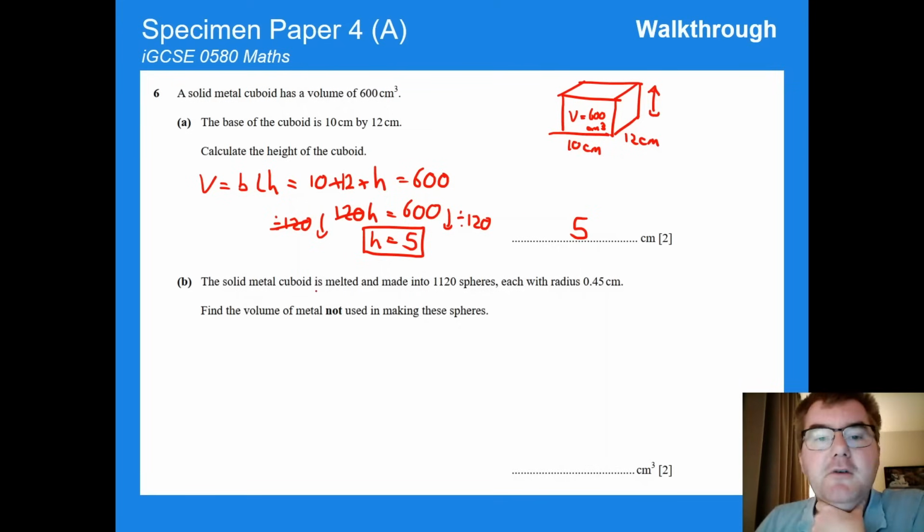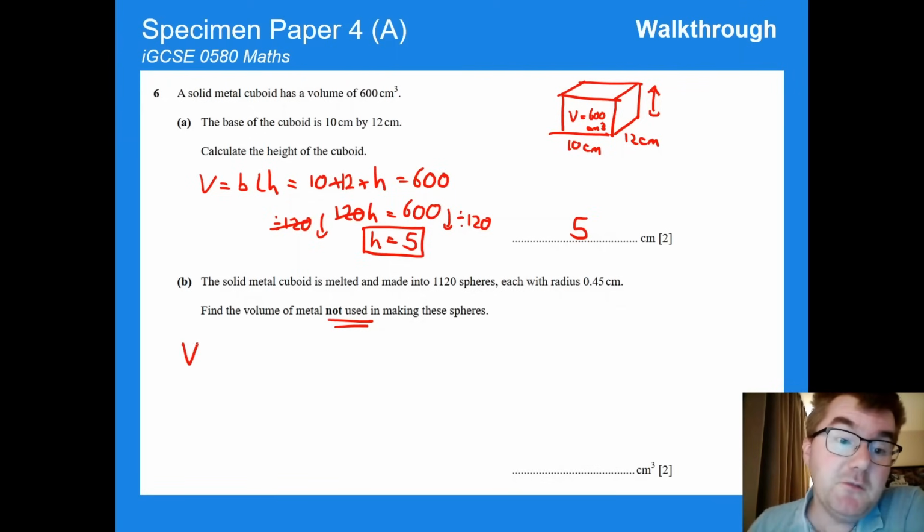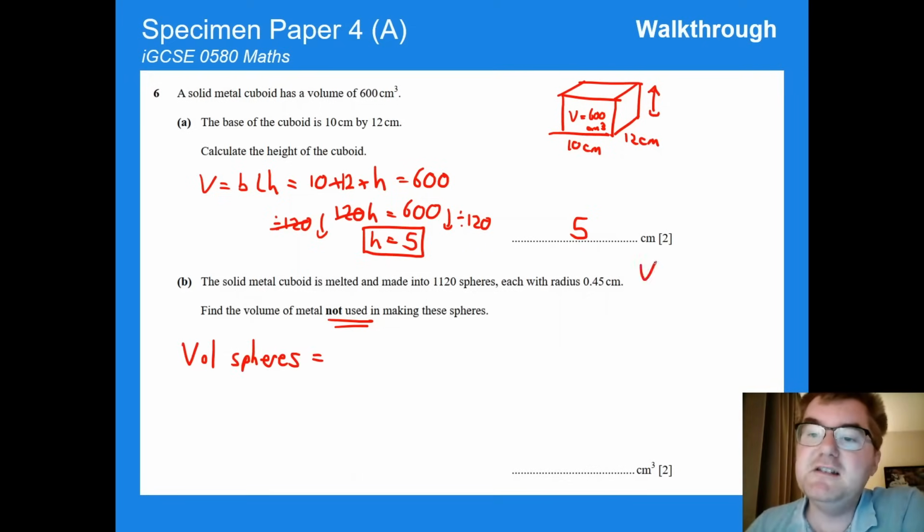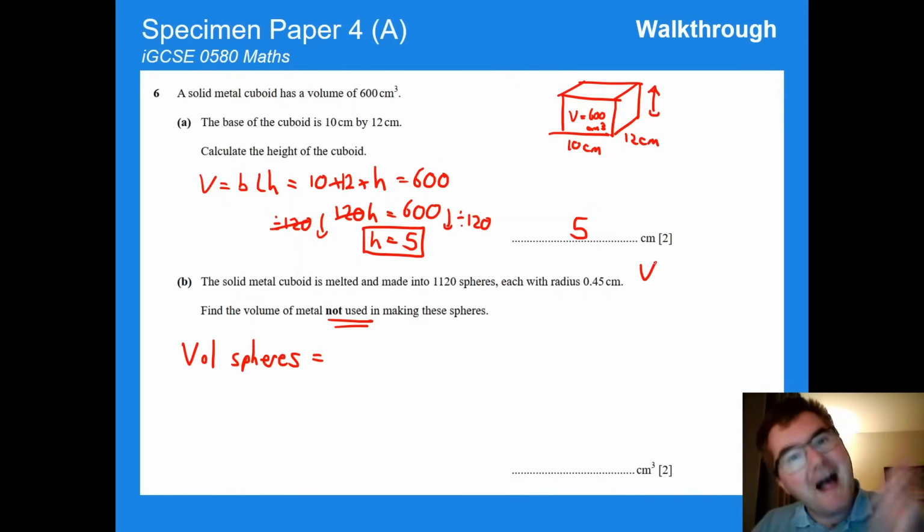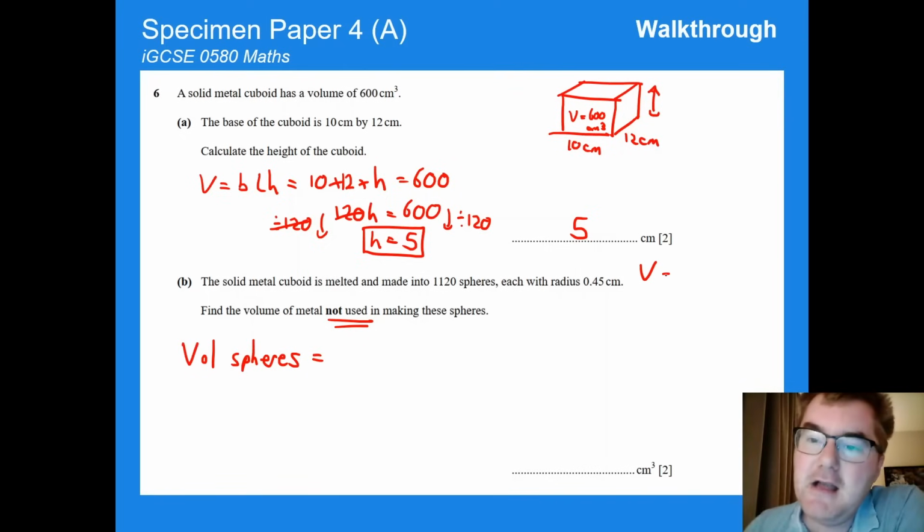So the solid metal cuboid is melted down and made into 1,120 spheres. That's a very specific number of spheres, each with radius 0.45 centimeters. Find the volume of metal not used in making the spheres. So the first thing I'm going to do is work out the volume of the spheres. Now the formula for the volume of a sphere is on your formula sheet. Now you have a formula sheet, so please do use it, but I'll be nice here and give it to you straight away. That is 4/3 pi r cubed.